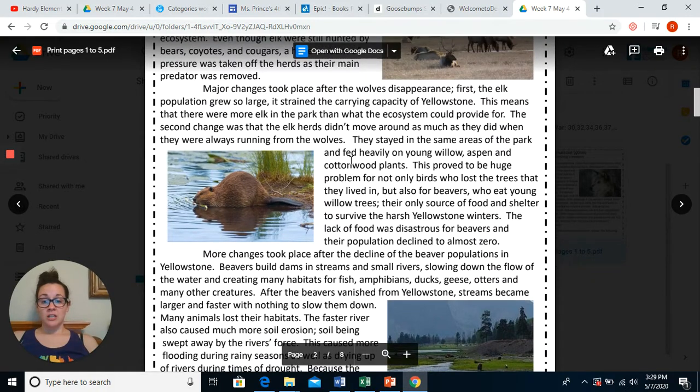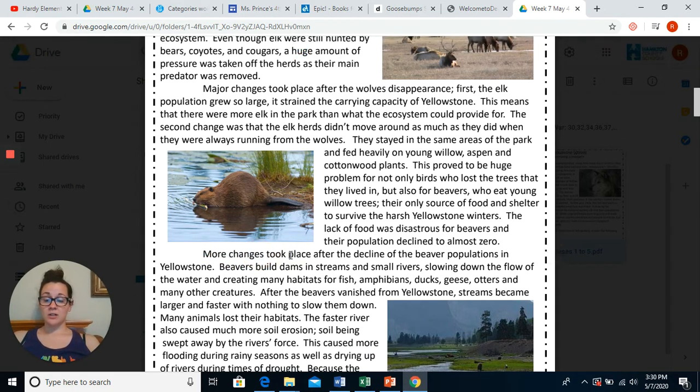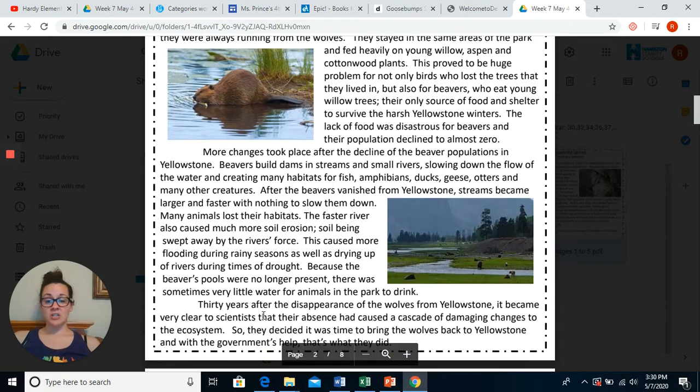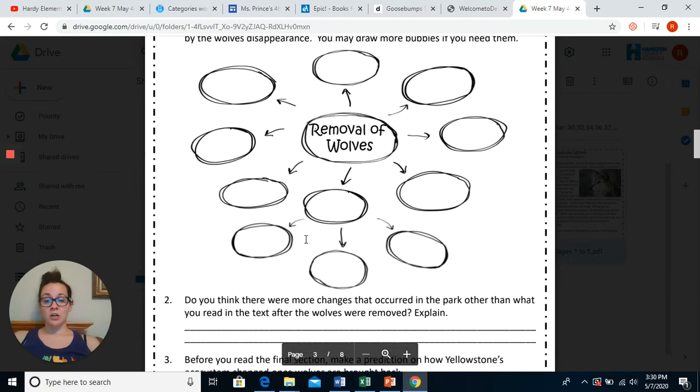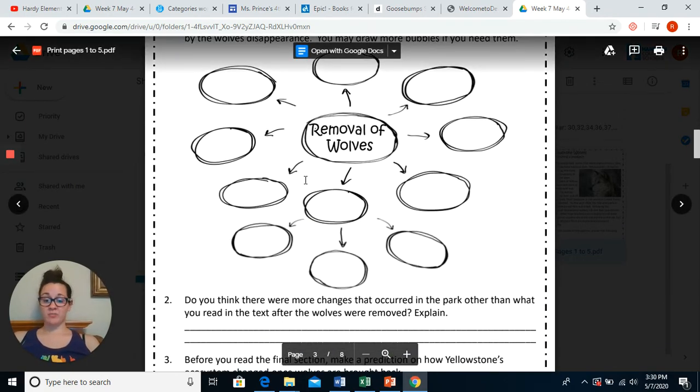I want you to keep looking throughout this paragraph. Then here again it says more changes, another key word. Look for more changes and fill in this chart in your packet or on the piece of paper that you have created yourself.